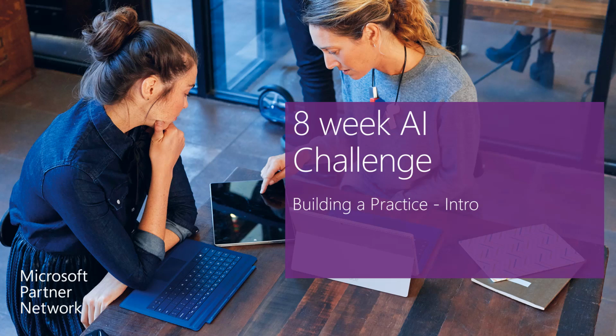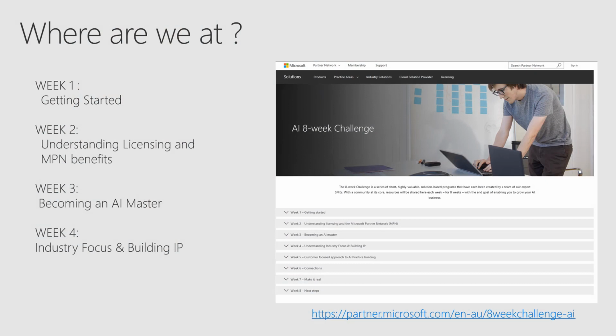Now, there are a couple of things, obviously, that we need to look at in terms of where we are. So, we've gone through weeks 1 through 4 and looked at just kicking off the program, licensing, partner network benefits. We had a good little session a couple of weeks ago around becoming an artificial intelligence master, and we looked at some of the tools. We looked at some of, obviously, the challenges that come with being an AI master.